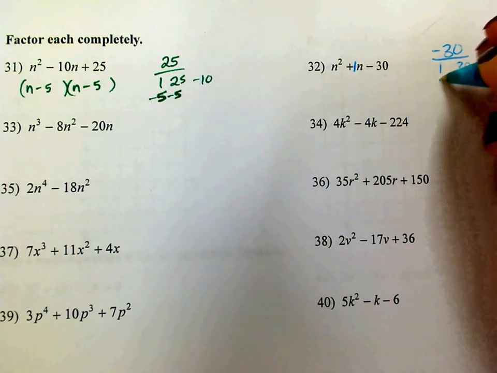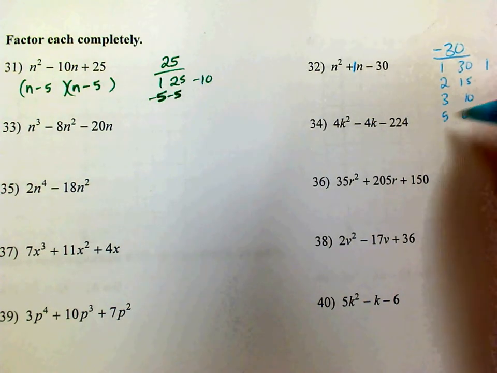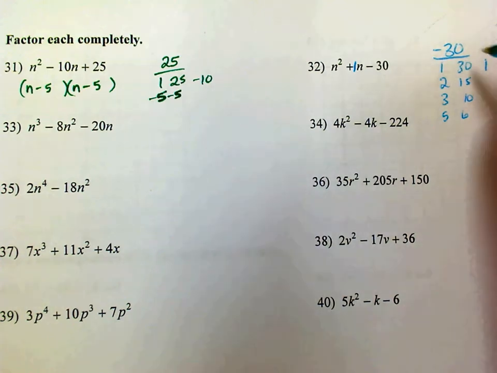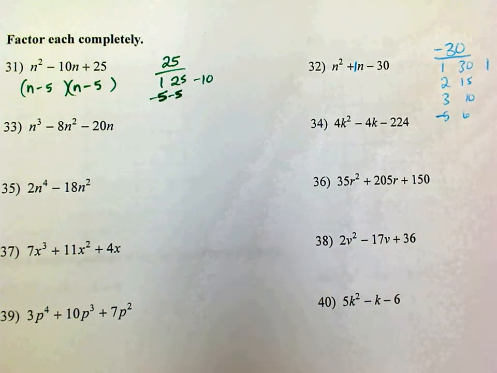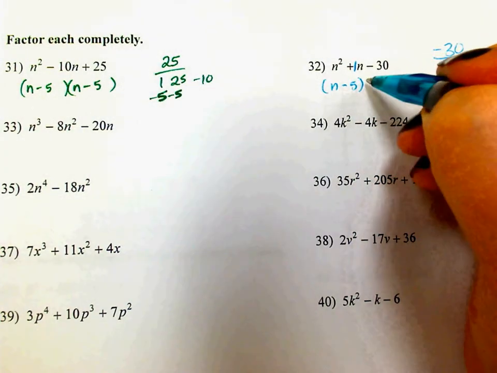1 and 30, 2 and 15, 3 and 10, 5 and 6. 5 and 6 have a difference of 1. I need a negative 30, which means one of them needs to be negative, and the 5 is it because I need a positive 1 when I add. So n minus 5 and n plus 6.